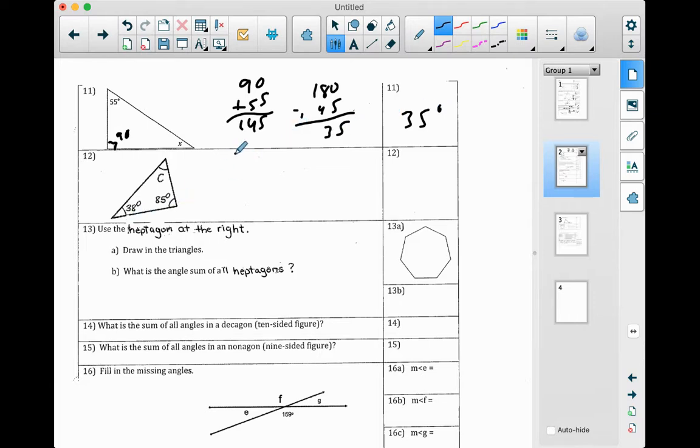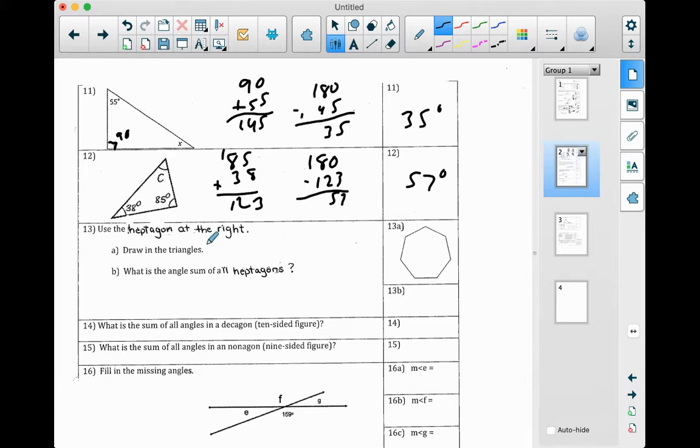Okay. Number 12, I got 85 and 38. For those two angles, add those together, I get 123. I know they have to all add up to 180. So subtract 123 from 180 gives me 57. 57 degrees for that angle.